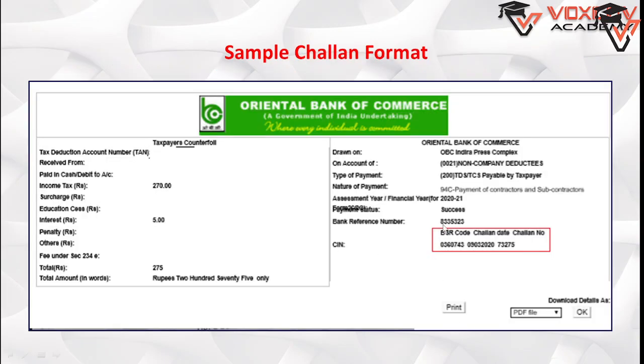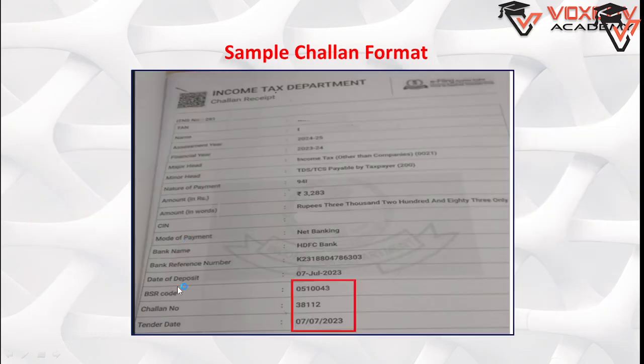So for example, a sample challan format I have given. On the right hand side, you have a BSR code, the challan date, which is 9 March 2020, and a 5-digit challan number. Here also you can see there is a 7-digit BSR code, a 5-digit challan number, and your date of challan.